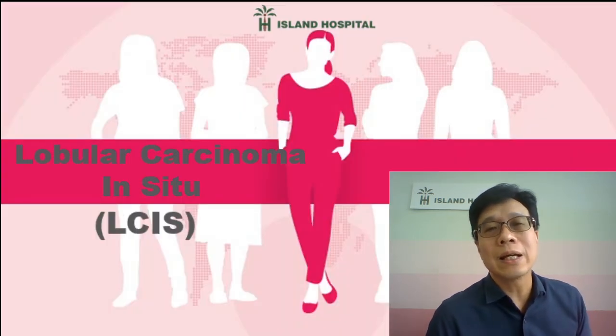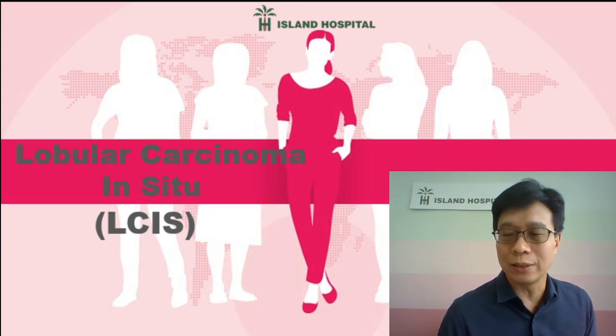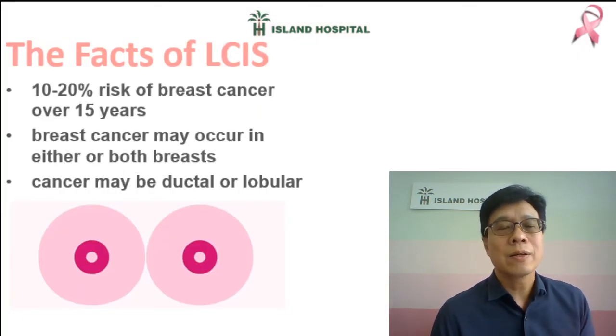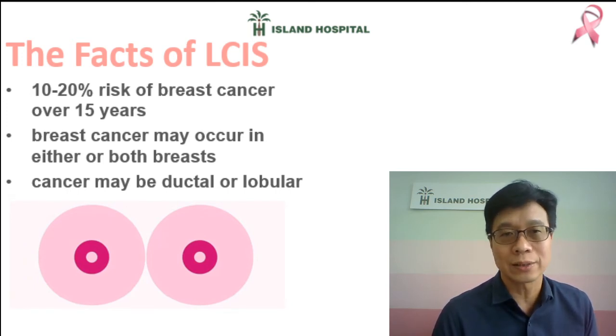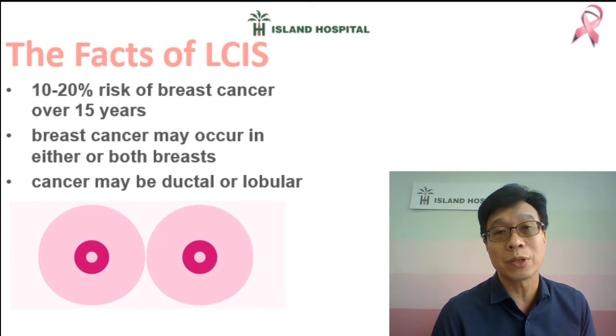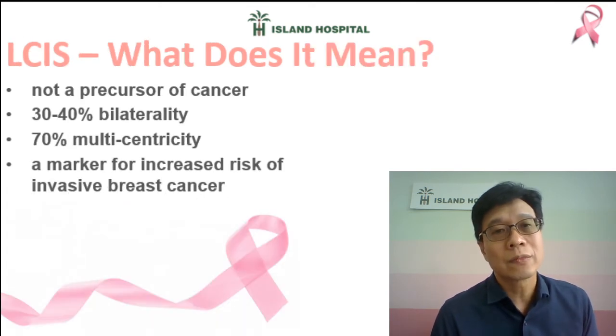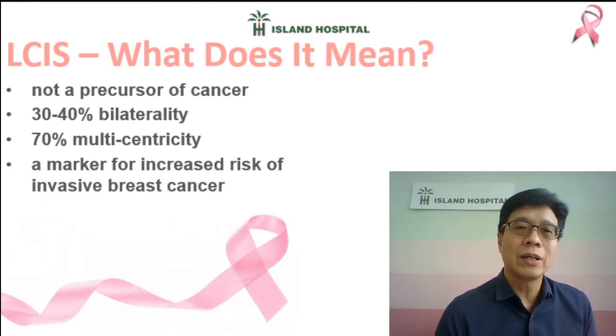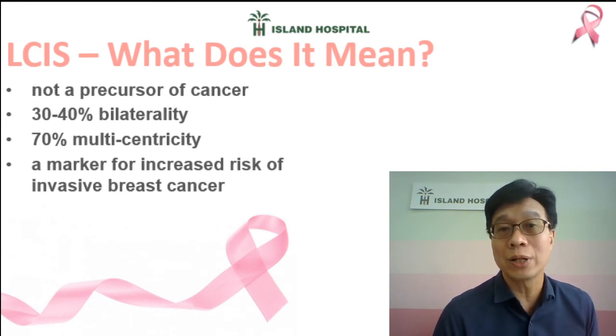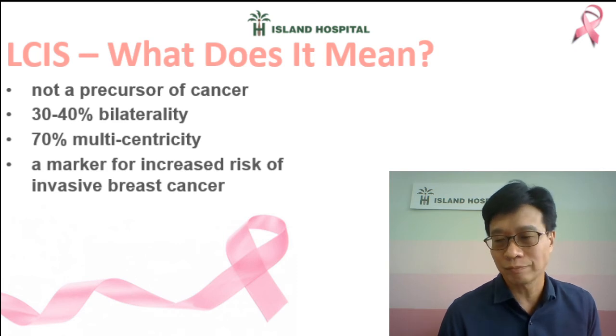Now the second one is the LCIS, the lobular carcinoma in situ. With this condition, there's about 10 to 20% risk of breast cancer over 15 years. And interestingly, the breast cancer can occur in either breast, not necessarily the side of the breast with the LCIS, and it may be ductal or lobular. Therefore, it is not actually a precursor of cancer. It is purely a marker for increased risk of invasive breast cancer in either breast.